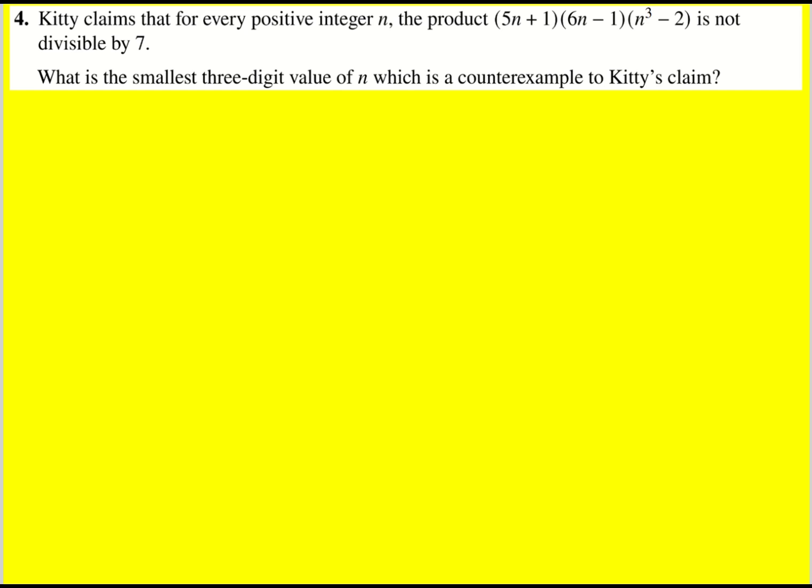Now you could try and do this using brute force. You could sub in n equals 100 and get 501, 599, and a pretty large number here, and divide each of them through by 7. It would work, but it's going to take quite a lot of time. So if you want to do it that way, fine. It is a solid method and you'll get away with it here because the three-digit value of n is not that big. But if you were trying 100 and 101 and it turned out to be 112 or something, then it's going to take a long time.